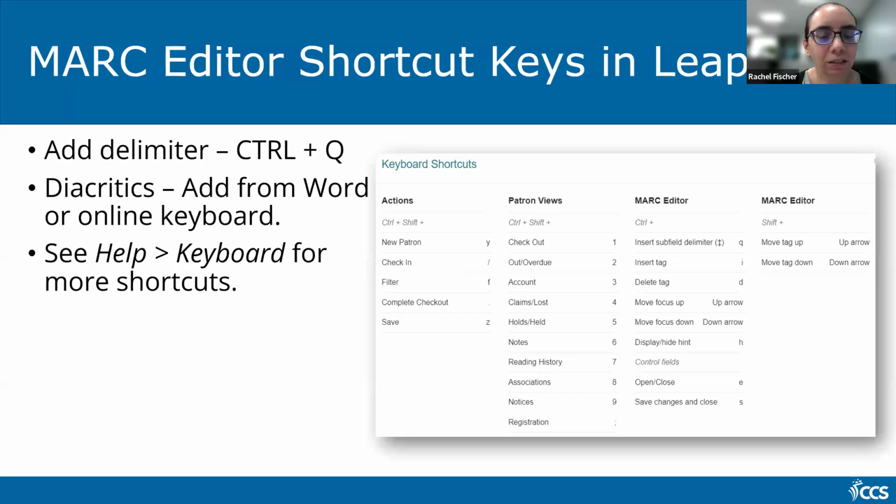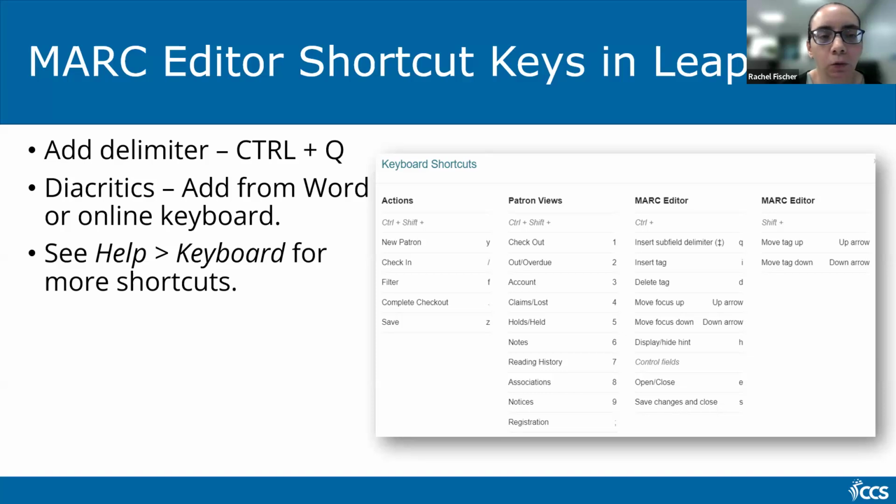All right, so on the screen, I have some information about the shortcuts in Leap. It uses the same shortcut as the client to add the delimiter, Control Q. Diacritics are a bit of a problem still in Leap. It's easier to type them from an online keyboard and then copy them and paste them into Leap, or you can also use Word. I did try using alt codes, but that was not working with this version of Leap yet.